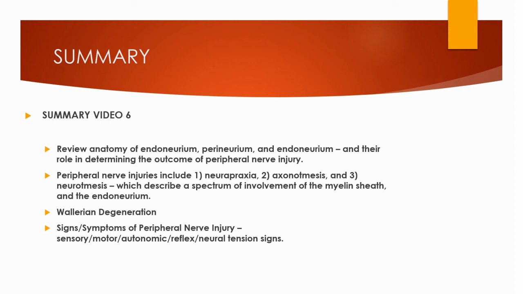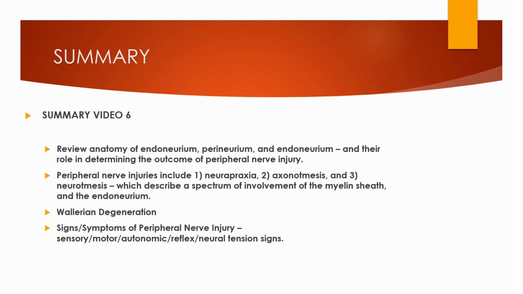And then finally, in our last video, video number 6, we started to focus in on the anatomy and on injury and on physical examination findings for the named peripheral nerves of the upper and lower extremity. And we talked about the 3 grades of nerve injury, including neurapraxia, axonotmesis, and neurotmesis. And we talked about the role of the myelin sheath and the endoneurium in determining the outcome of each of these grades of severity of injury to the peripheral nerves.